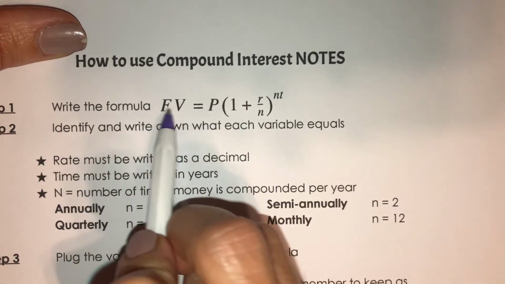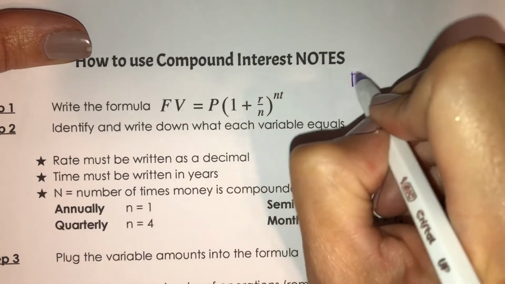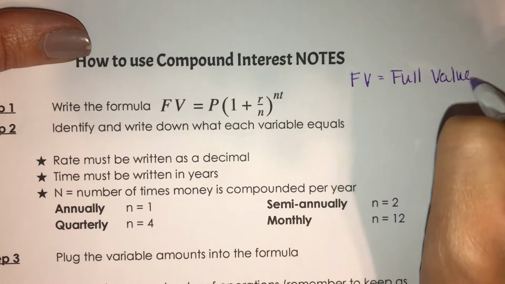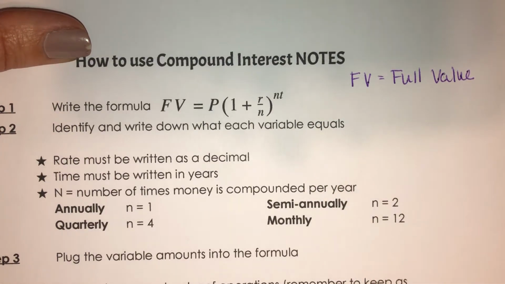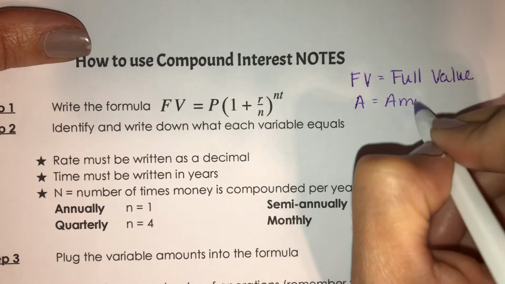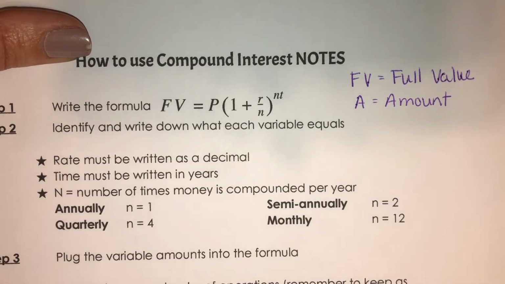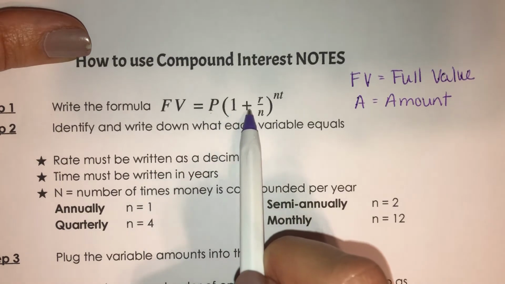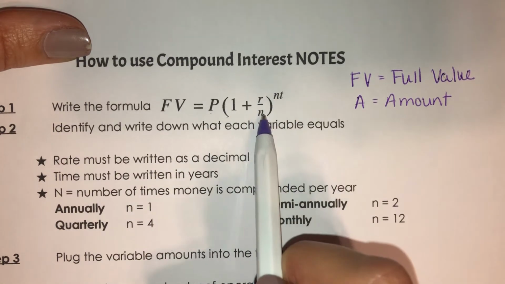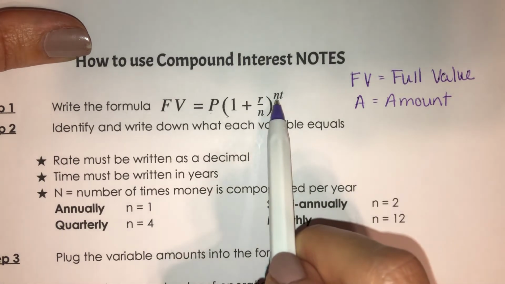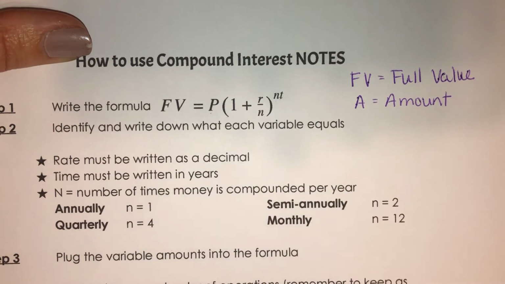So here's our formula. FV just stands for full value. That just means the full value that's in your account, or however much you have after compound interest. Sometimes instead of FV, you'll just see A for amount. Either one is fine. I generally use A, but that's okay. Equals P times (1 plus R, which is your rate, divided by N, which is how many times your money is compounded) to the N times T power.